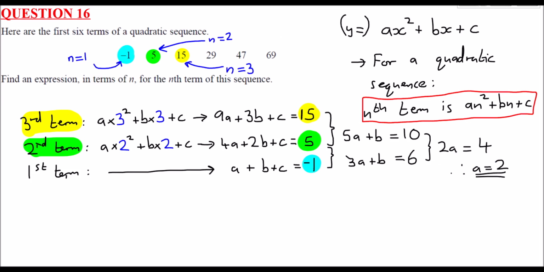So if I substitute this back into either one of these equations here, so if a is 2, and I substitute it back into, say, this one here, then what I'm going to get for this one is 3 times 2 plus b equals 6. Now 3 times 2, of course, is just 6. So this tells us that b must be 0.